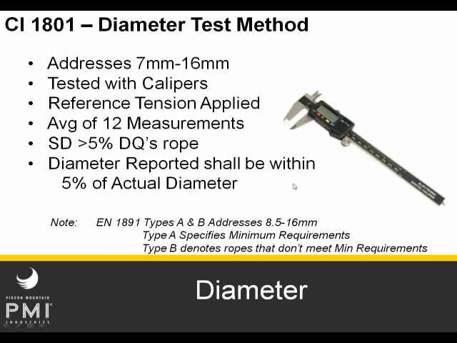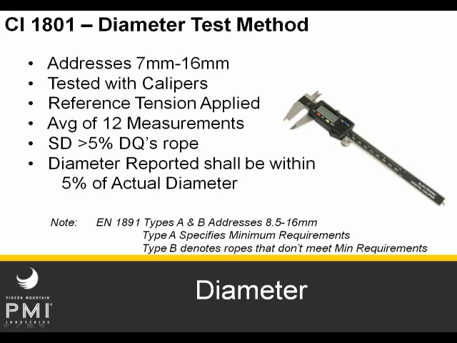I also want to point out that the EN 1891 is the European standard, and it addresses ropes from 8.5 millimeters to 16 millimeters. You'll notice that that differs from the Cordage Institute standard. The Cordage Institute acknowledges ropes all the way down to 7 millimeters. That's because in the United States, we tend to use 7 millimeter ropes quite frequently in emergency escape, and we still consider those to be ropes. So we address ropes all the way down to 7 millimeters, whereas EN 1891 starts at 8.5.